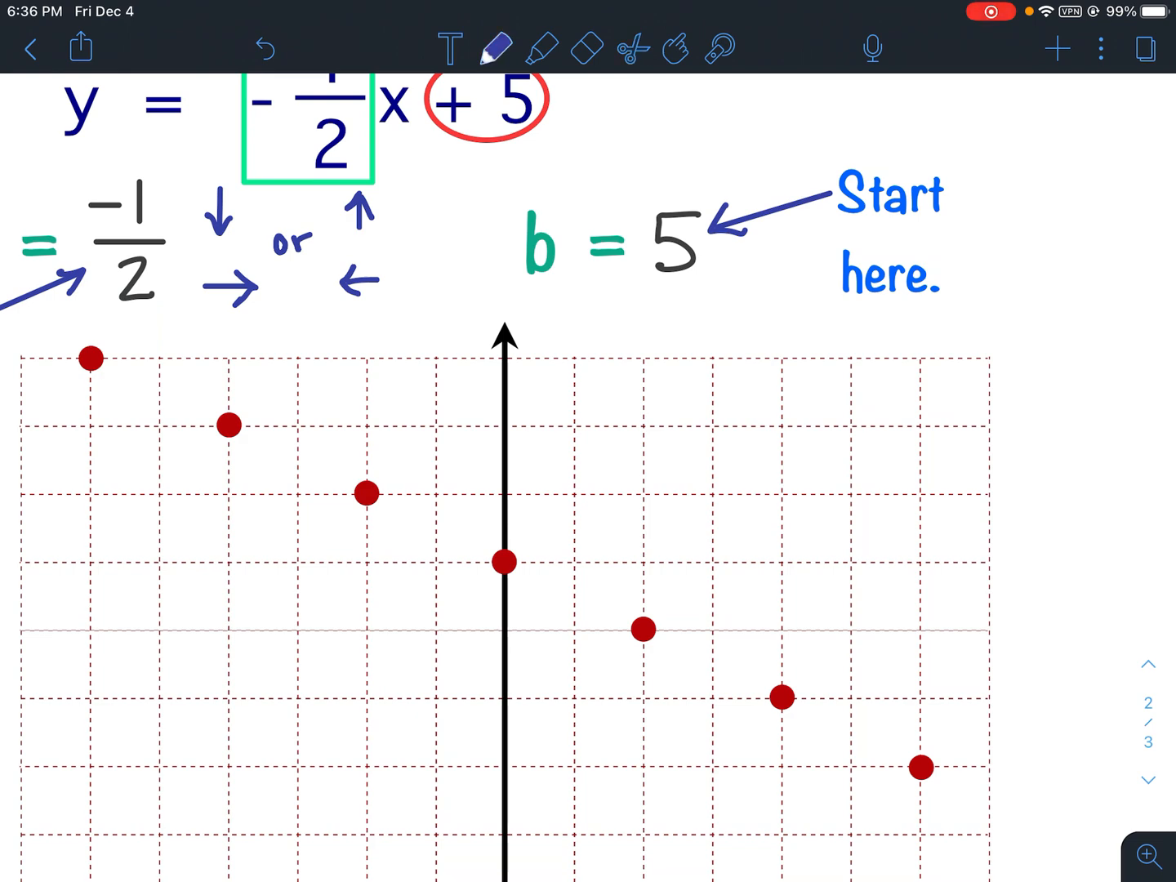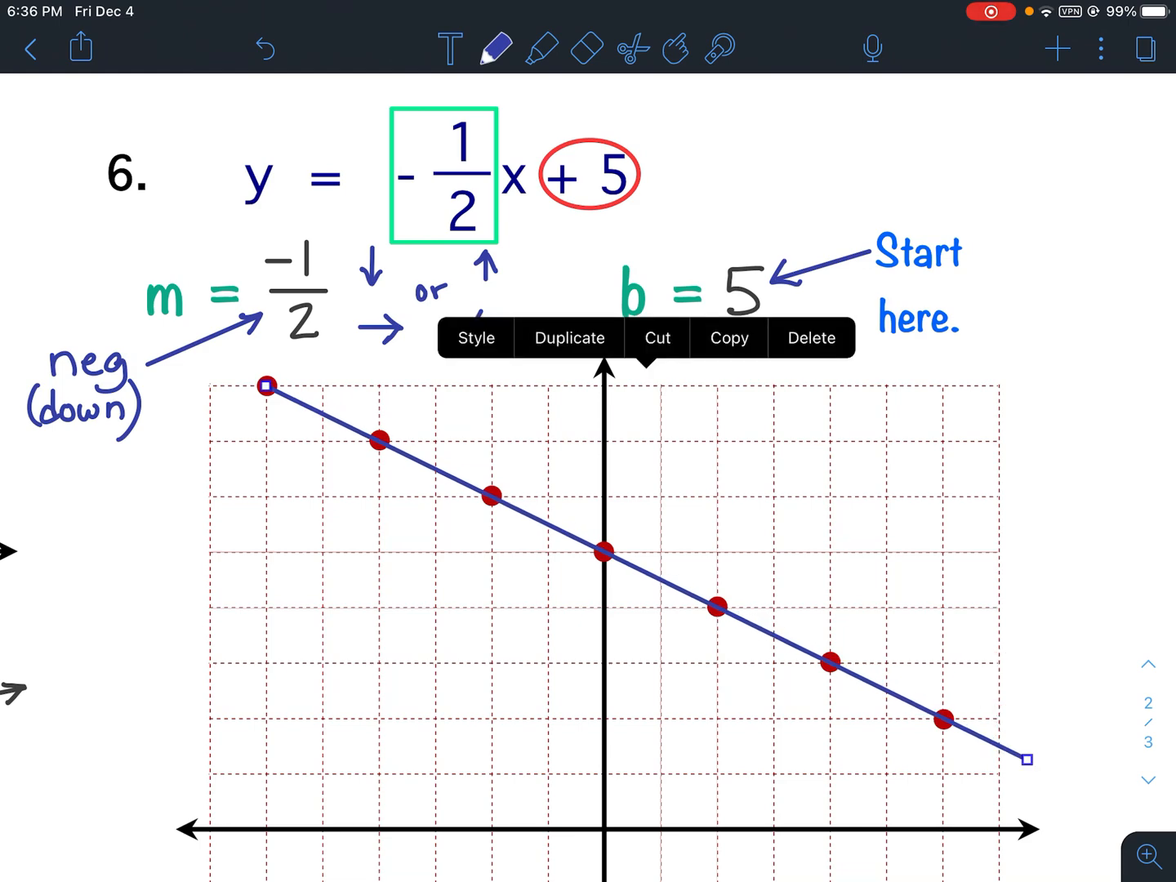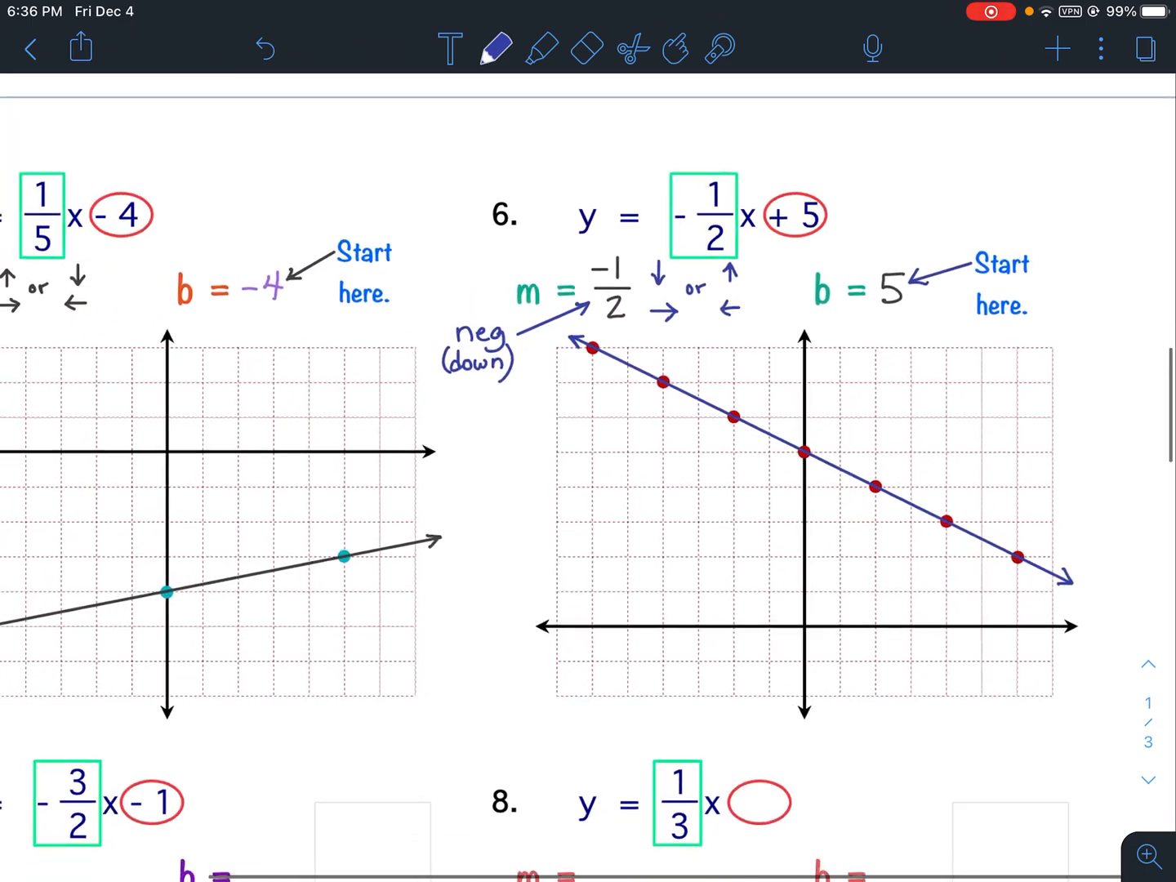Please don't draw this, but I want you to watch. So my slope is negative 1 over 2. So watch what happens. I get these steps. Down 1 over 2, down 1 over 2, down 1 over 2. You get the point. Okay, so I have as many points as I can draw. Now I connect them. And last thing would be to put the arrows on the end. And that's it for number 6.